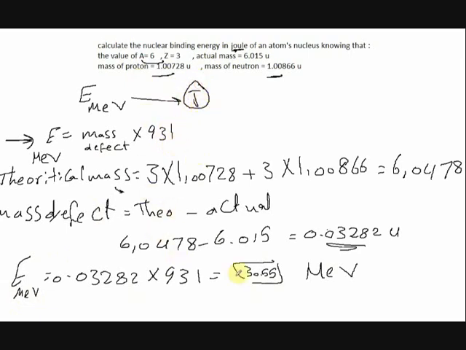To convert the energy from million electron volt to joule, we will multiply the result here times 1.6 times 10 to the power negative 13, and this is a constant number from the last lesson. So it will be equal to 4.9 times 10 to the power negative 12 joule.